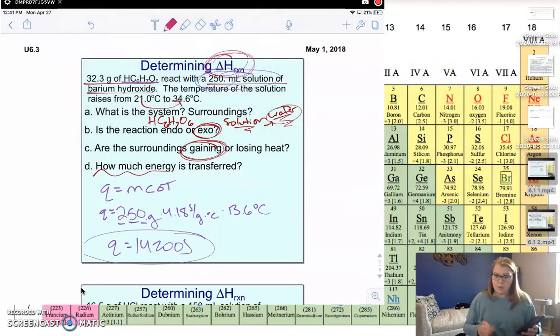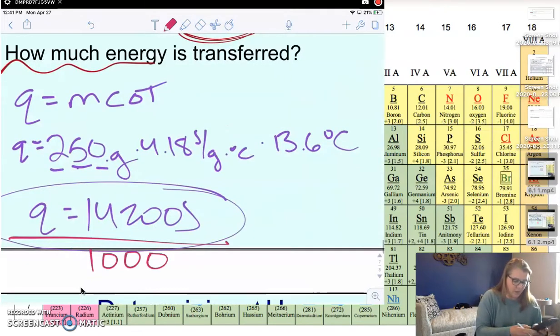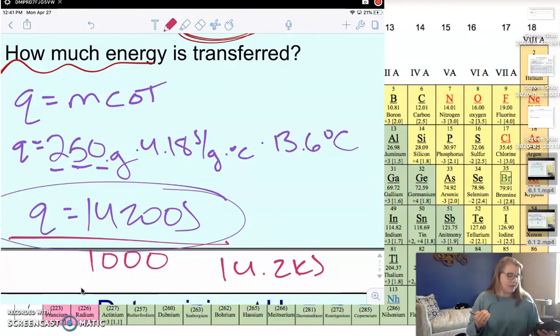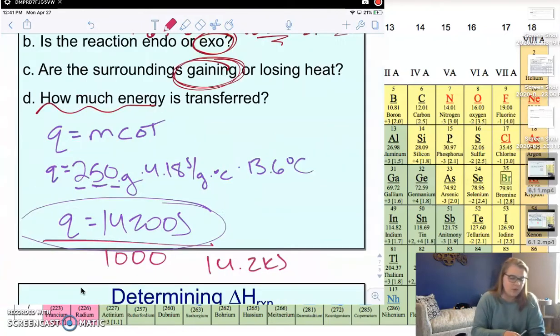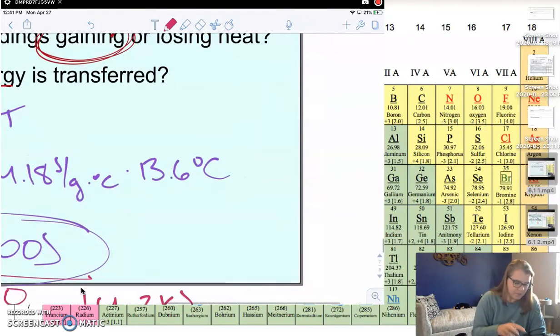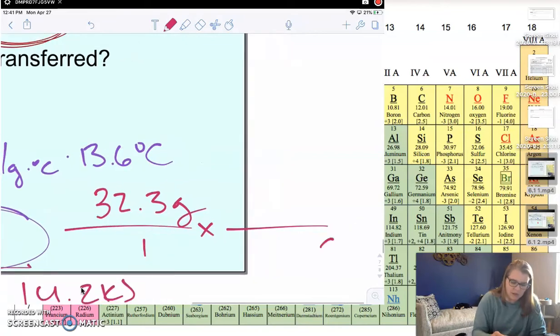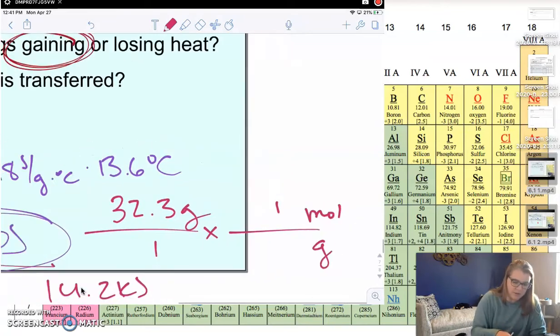All right. So if now I want to figure out the delta H of my reaction, remember that's kilojoules per mole. So now I've got the joules part. I could quickly convert this to kilojoules if I wanted to and divide this by 1,000, and I would get 14.2 kilojoules, but I need to get the per mole part. And it's always going to be of the system. So our system, it looks like, was this 32.3 grams. So I'm going to take the 32.3 grams, put it over 1, convert grams to moles using good old stoichiometry.